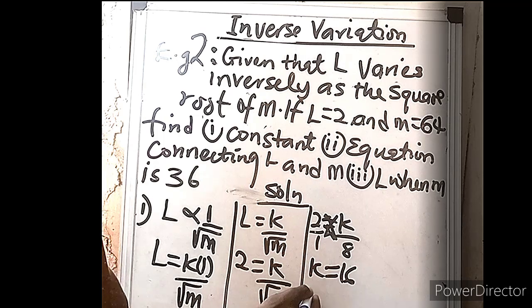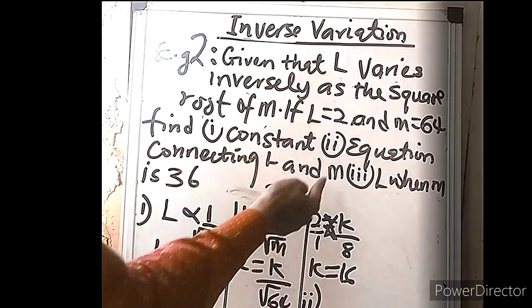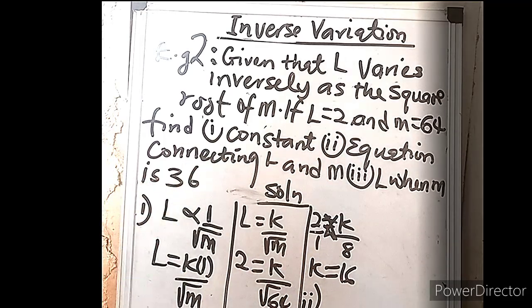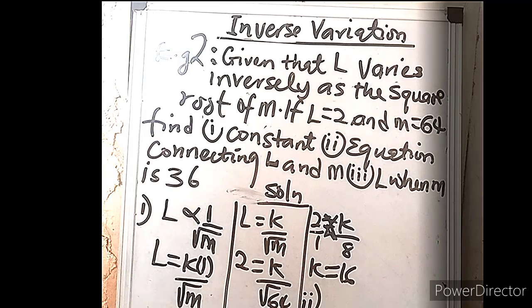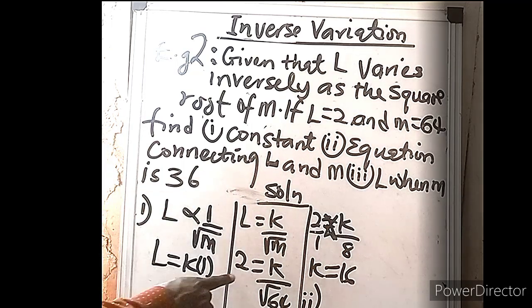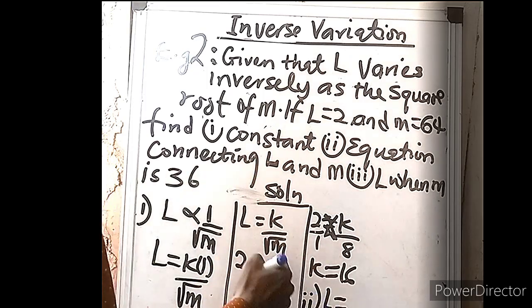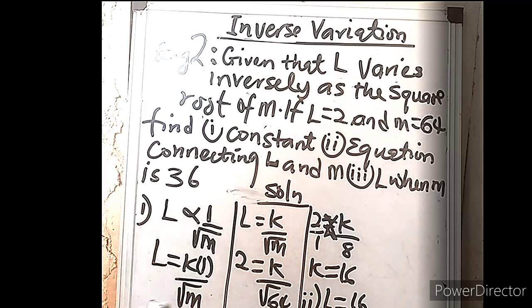Then let's answer question 2. The equation connecting L and M is the same thing as the law connecting L and M. It's also the same thing as the formula connecting L and M. Remember, they are synonymous. Equation connecting, formula connecting, relationship between, law connecting, all of them are synonymous. They mean the same thing. Law connecting them is just to state your formula. This is your formula, and substitute the value of the constant, which is 16. L equals 16 over square root of M. It's as simple as that.